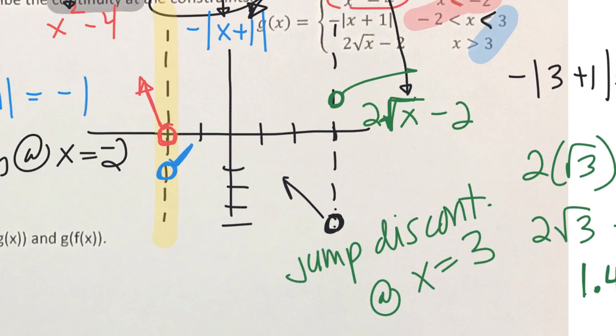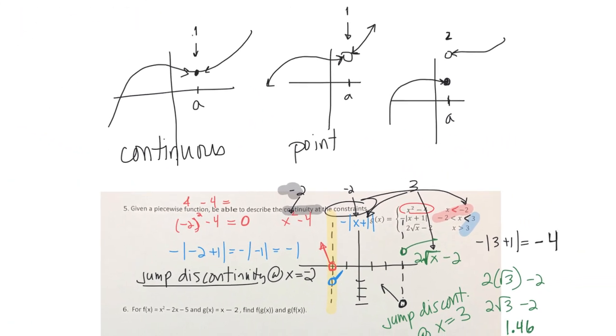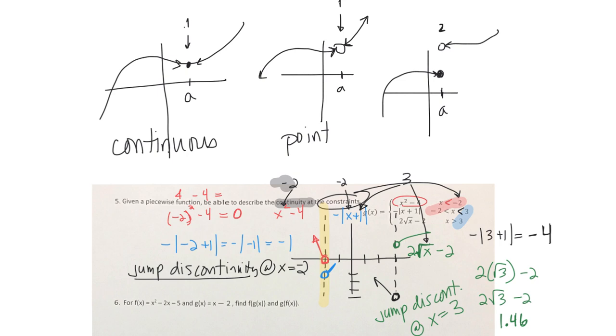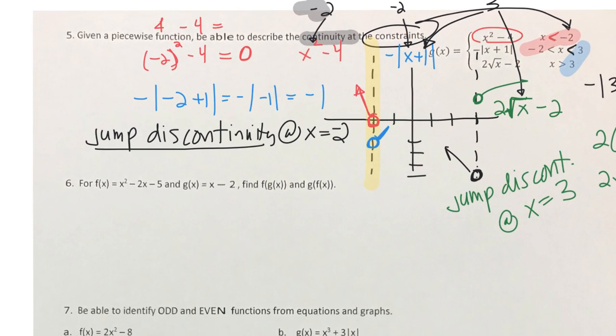So those are what we're looking for. Are the y values the same? Are the y values different? And does it continue?